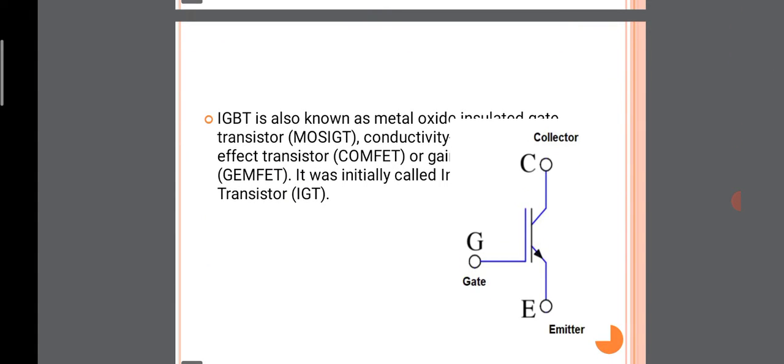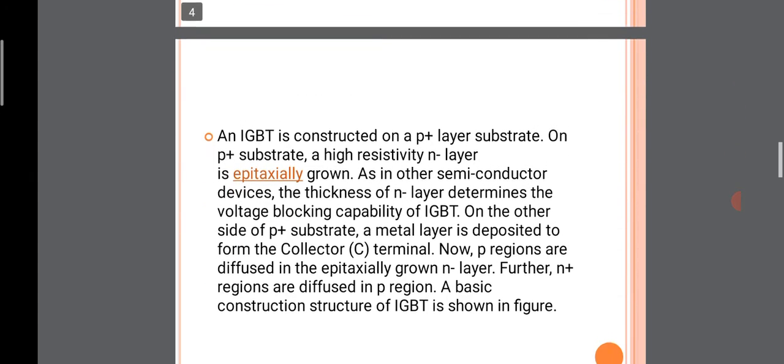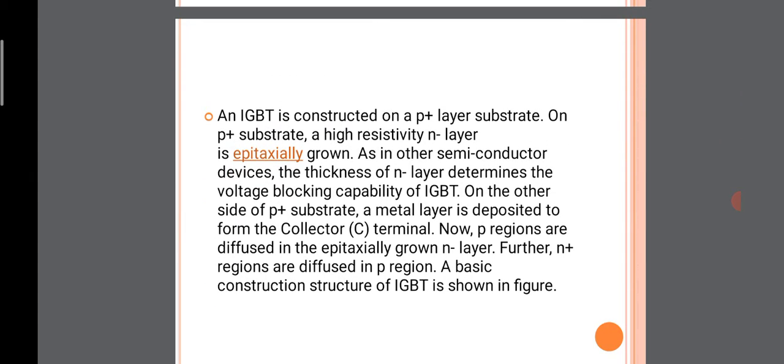As you can see in the figure, IGBT is a three-terminal device which is gate, emitter and collector. Let's see the construction of IGBT. An IGBT is constructed on a P-positive layer substrate. On the P-positive substrate, a highly resistive N-negative layer is epitaxially grown, and as in other semiconductor devices, the thickness of the N-negative layer determines the voltage blocking capacity of IGBT.